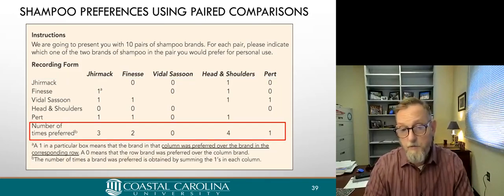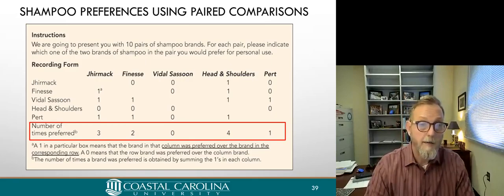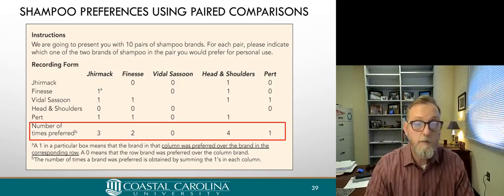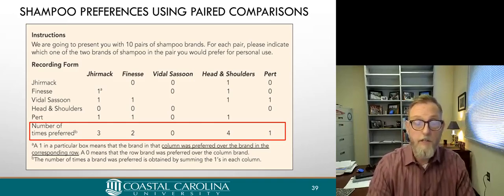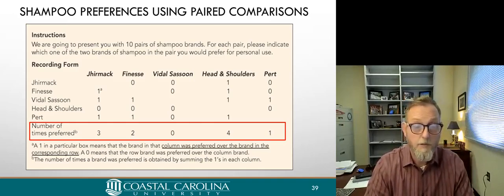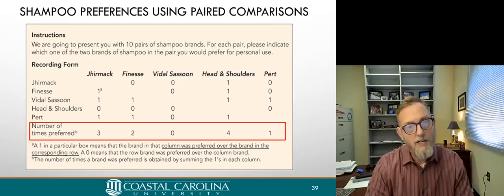So Head & Shoulders would appear to be the most preferred, whereas Germac comes in second, Finesse third, and then Pert, I guess, fourth, and then Vidal Sassoon would be fifth.